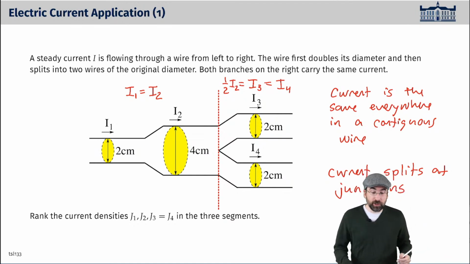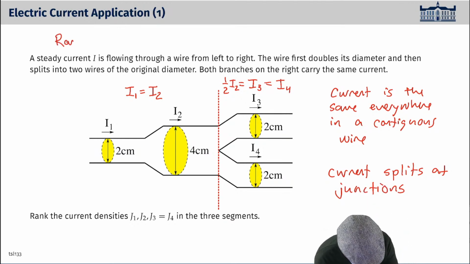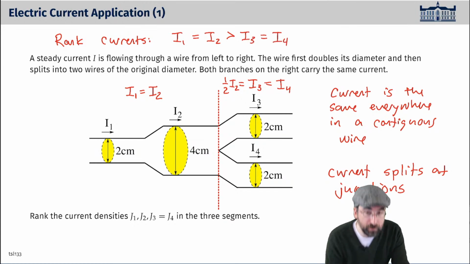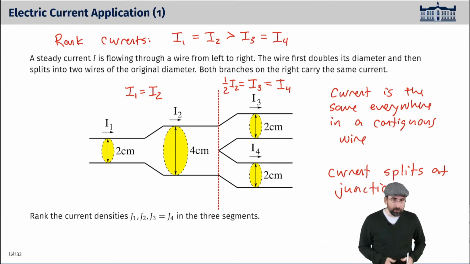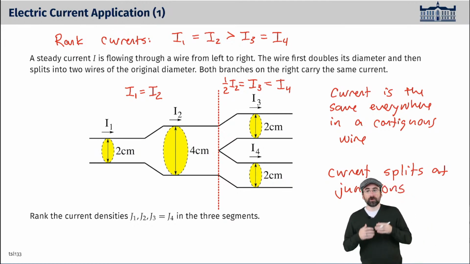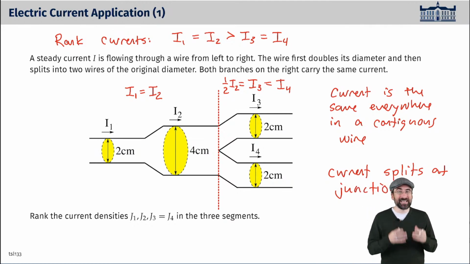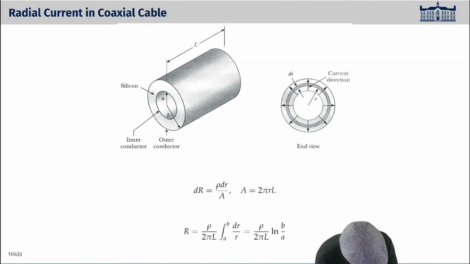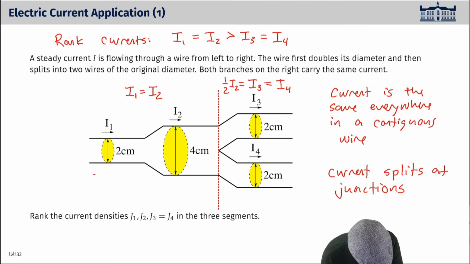So if I were to rank the currents, I1 is equal to I2, which is greater than I3, which is equal to I4. But of course, that's not what this problem is asking. This problem is asking for us to rank the current densities. Now, to do that, we need to calculate the current density at each one of these points.